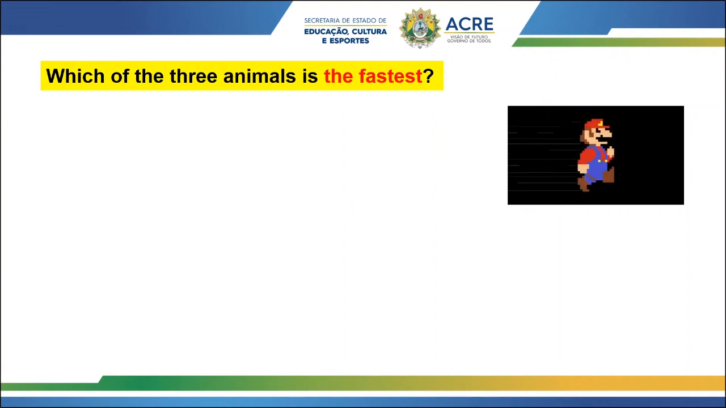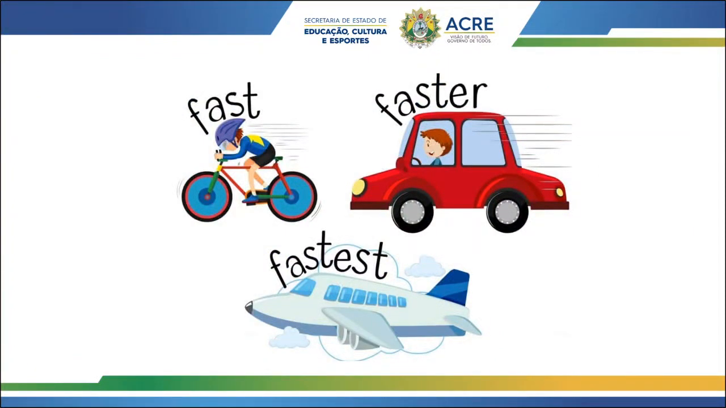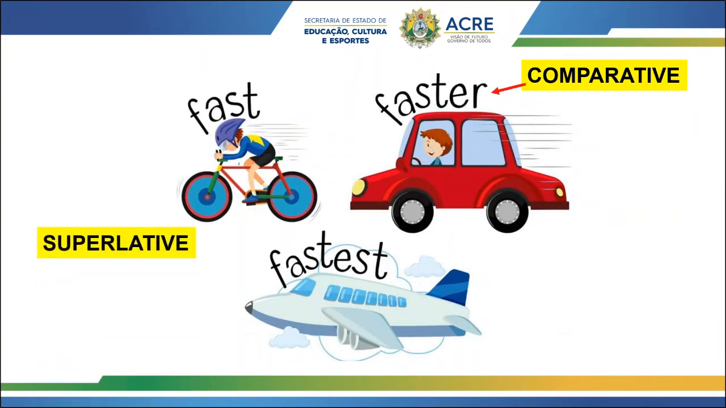Let's see more examples. Which of the 3 animals is the fastest? Here we have a dog, a horse, and an elephant. Comparative. A dog is faster than an elephant. We are comparing 2 animals, the dog and the elephant. Superlative. The horse is the fastest. The horse is the fastest of the three animals. A superlative compares one thing to all the others in the same group. More examples. Fast, comparative form faster, superlative form the fastest.